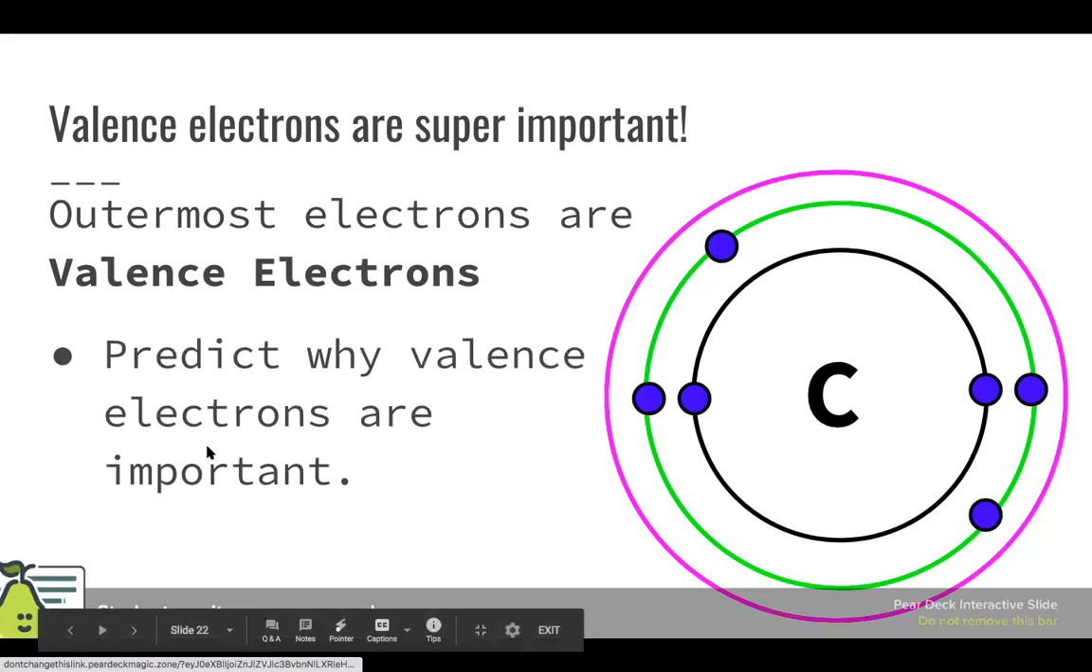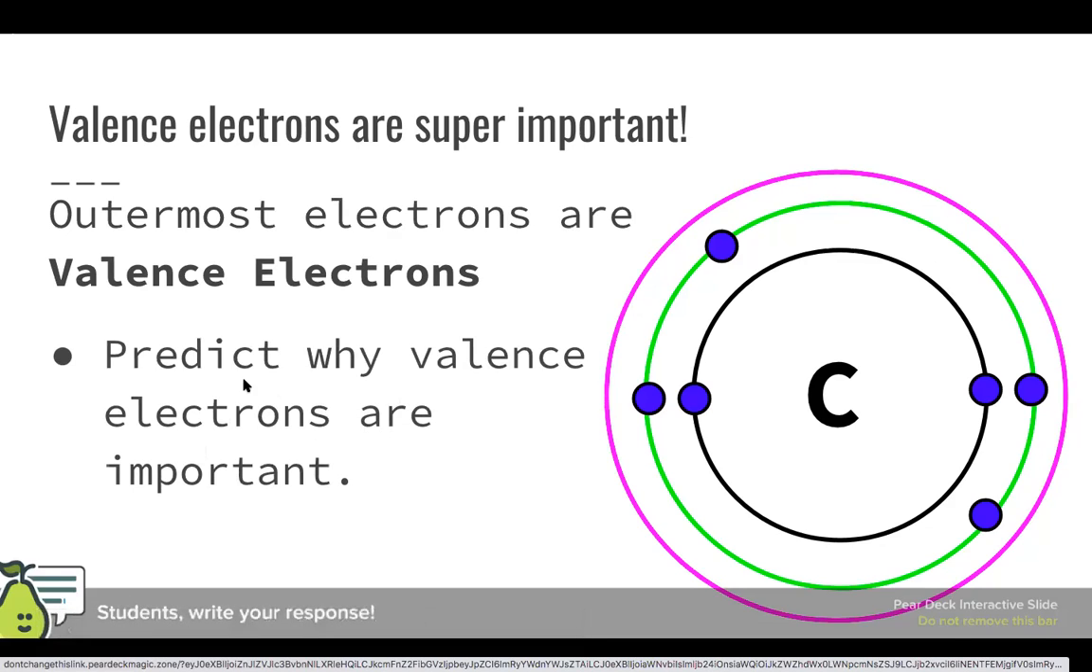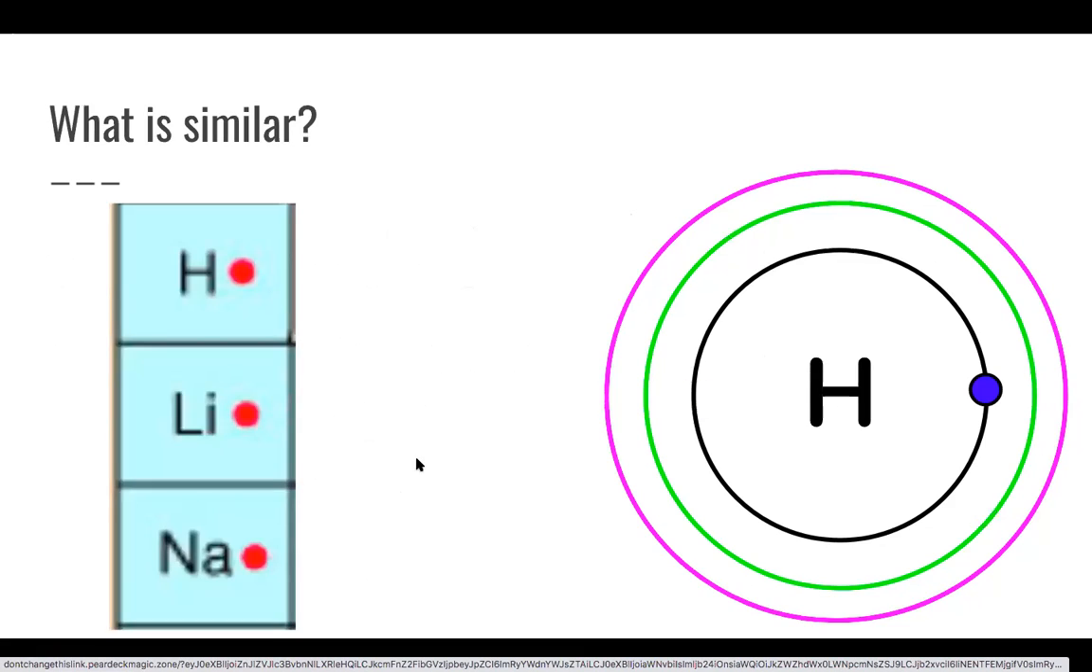Here's a little prediction I want you to make on your worksheet. I want you to predict why valence electrons are important. This might be hard to come to, but you just make some predictions. What do you know about atomic models? We've spent a lot of time with atomic models at this point. You should know something about their position at least. Predict why you think they're important. What sort of consequences could they have?